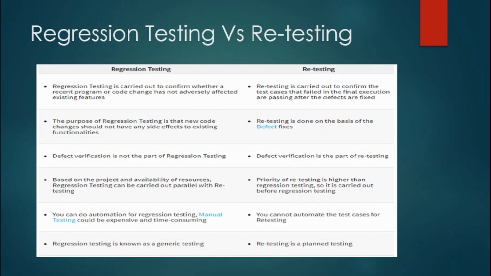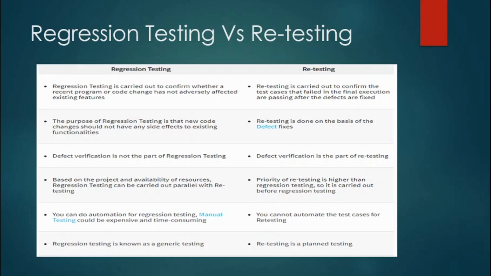Okay, now let's understand the difference between regression testing and retesting in much detail. When I'm talking about regression testing, it is performed only if there is a code change, in order to make sure that there's no side effect on the application. Retesting is done in order to make sure that the test cases that failed in the earlier execution are passing after the defects are fixed. The purpose of regression testing is that new code should not have affected any of the existing functionality. But retesting is done on the basis of the defect fixes.